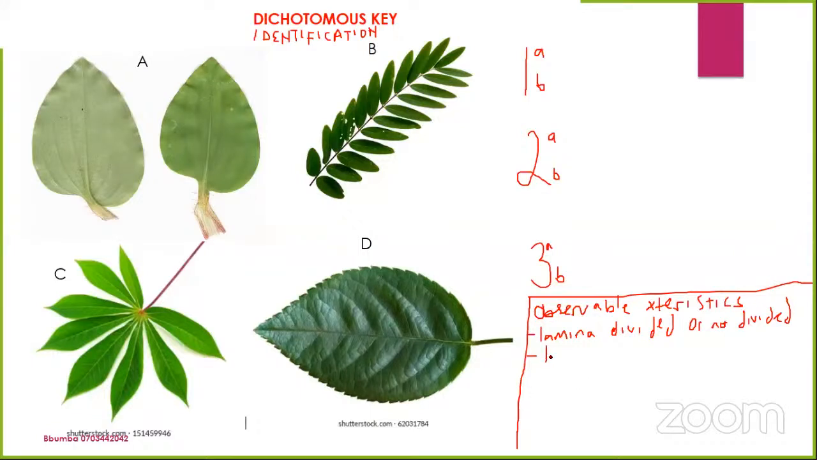Leaf venation. So leaf veins. So that's Agnes's point. Leaf veins. Some have parallel, and then others network. Then we are having Vivian.